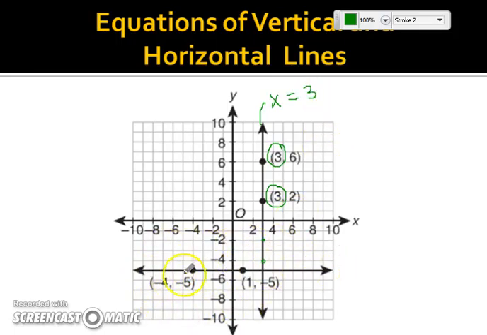Our other ones, our horizontal lines now, notice our y-coordinates are the same. Negative 5, negative 5. Anywhere on this line, my y is going to be a negative 5. So the equation of this line would be y equals a negative 5.